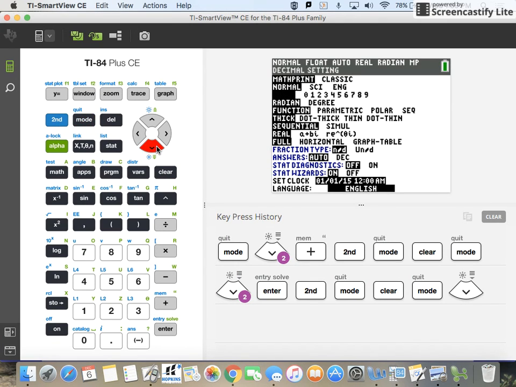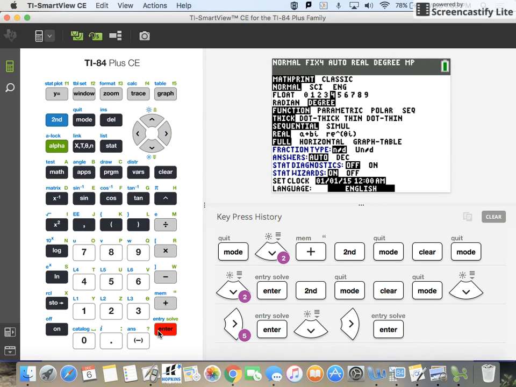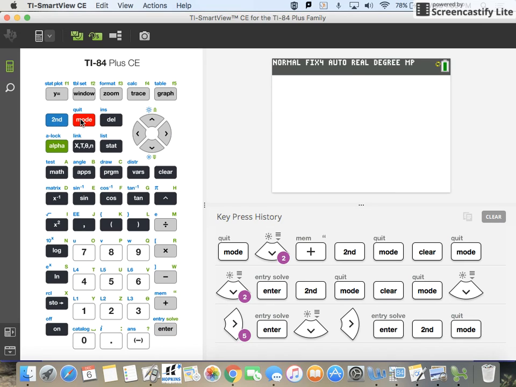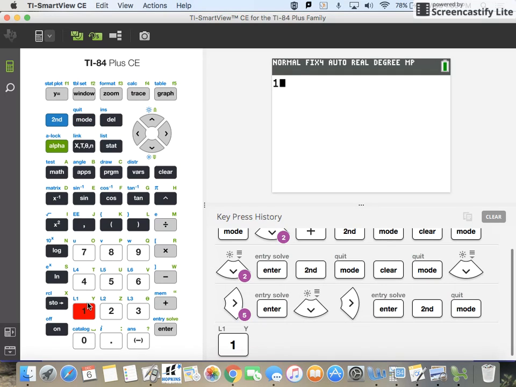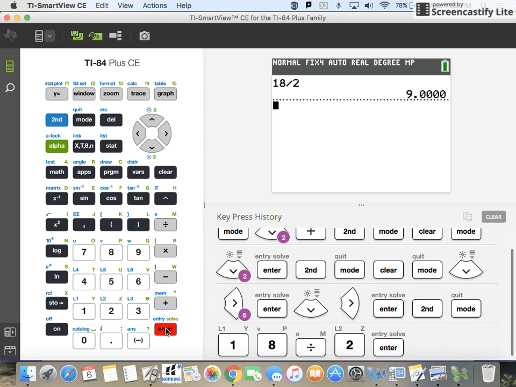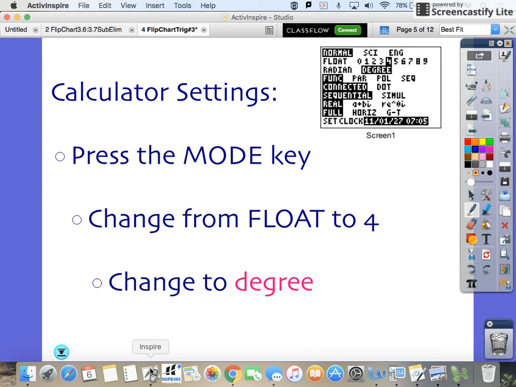Then we're going to go down to float and over to 4. Hit enter. Then go down and over to degree, hit enter. Then you can hit second quit and you should be good to go. What happens is it's going to give you 4 decimal places regardless. So for example, 18 divided by 2, you guys know that's 9, but it's going to say 9.0000. It's the same thing. All right.